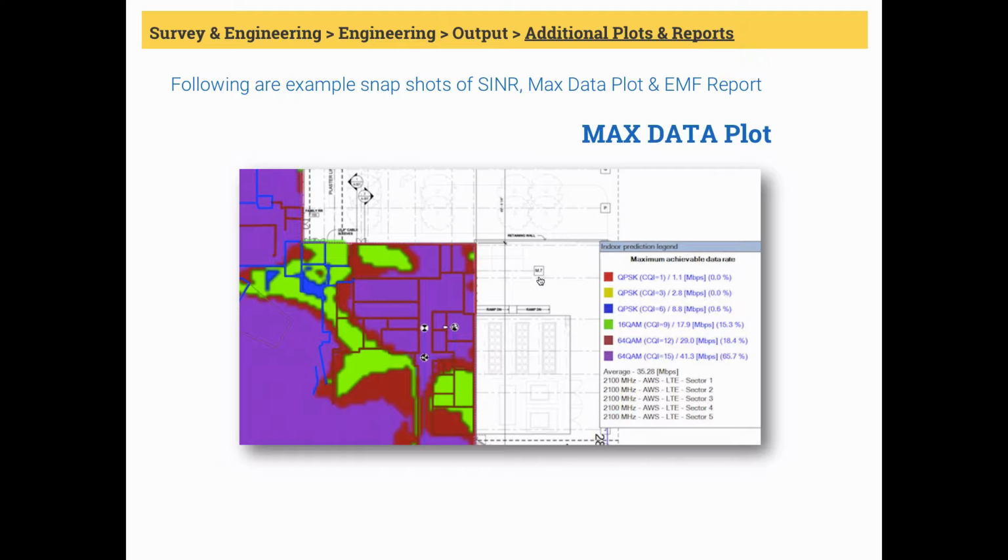This is a snapshot of maximum data rate predicted or expected from 2100 megahertz. You will see in the legend box that the average data rate will be 35 megabit per second. Also color-coded are the modulation schemes such as QPSK or 16 QAM or 64 QAM, which are an indication of data rate. Note that for most of the design, we'll get 64 QAM, which is better than QPSK or 16 QAM.